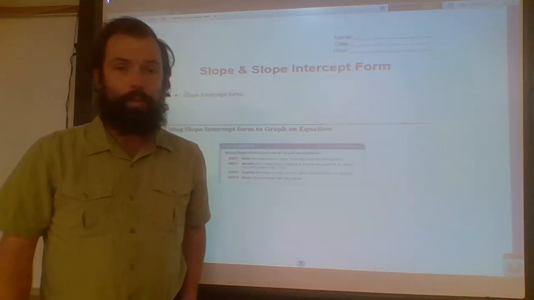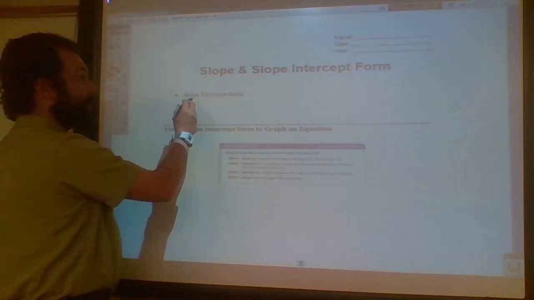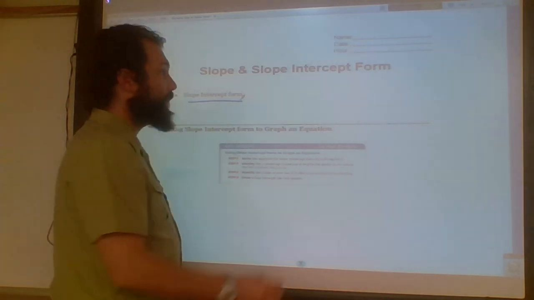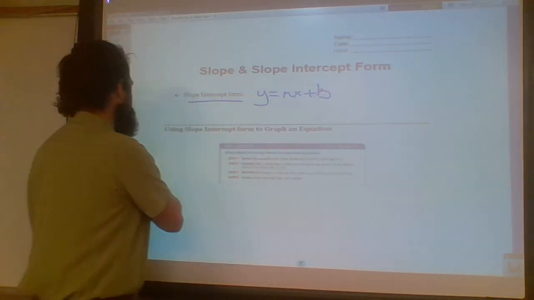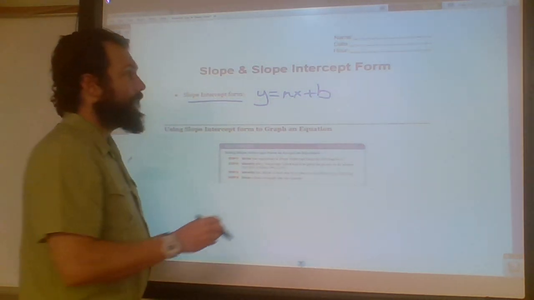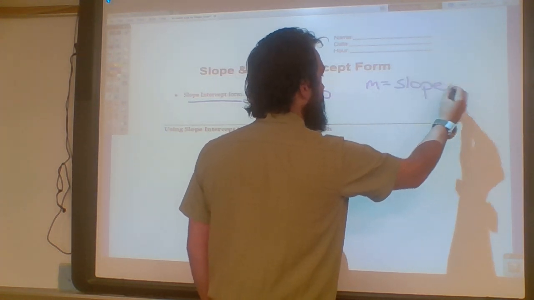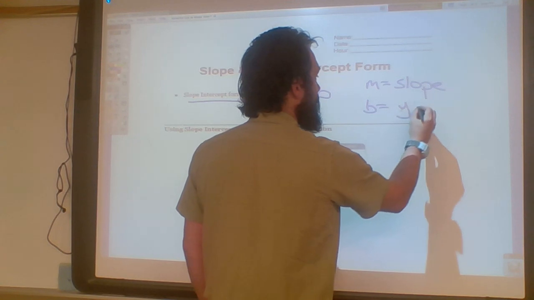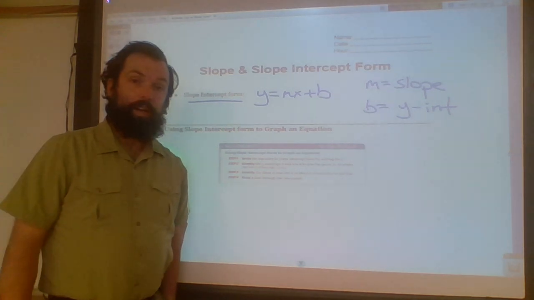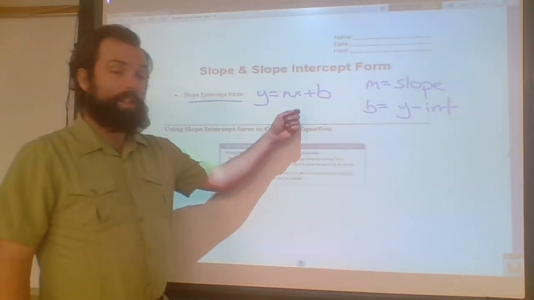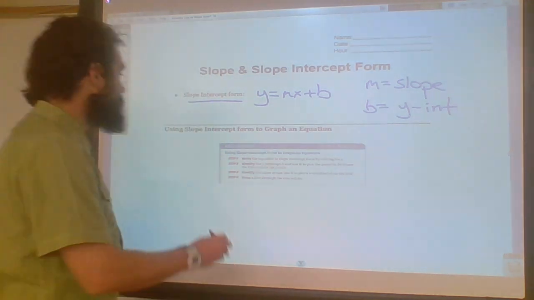All right, here's our review of slope and slope-intercept form. We are talking about slope-intercept form and graphing linear equations. Our main equation and formula is going to be y equals mx plus b. We have two main components here, where m is our slope and b is our y-intercept. Hopefully, everyone watching this can remember seeing this in Algebra 1, so this should be a review of sorts.